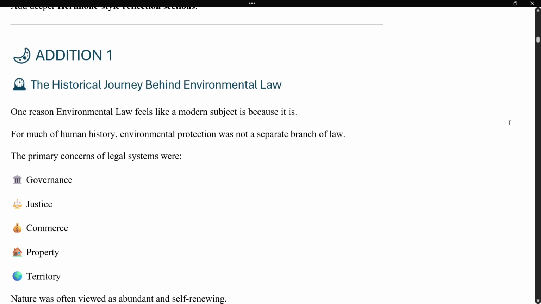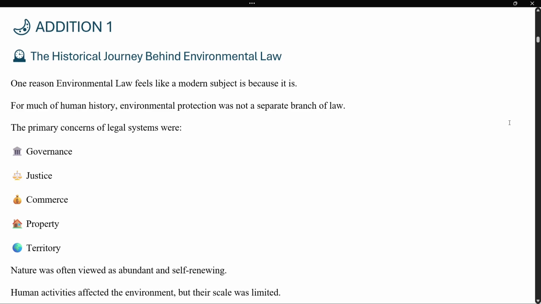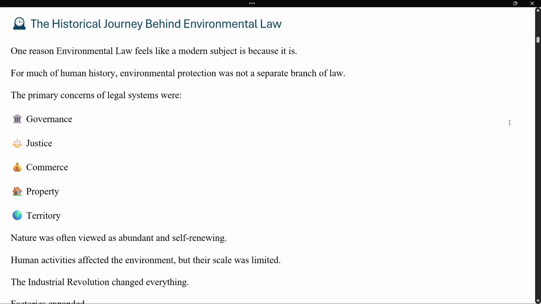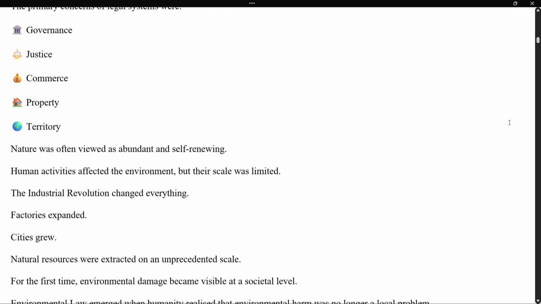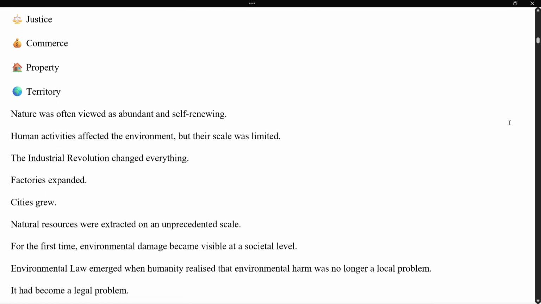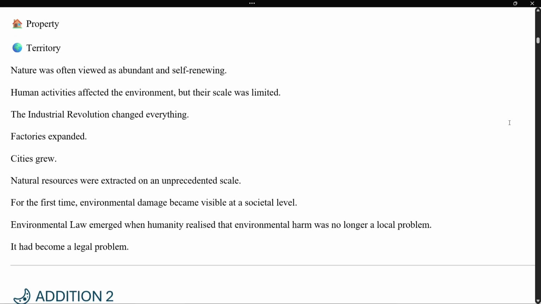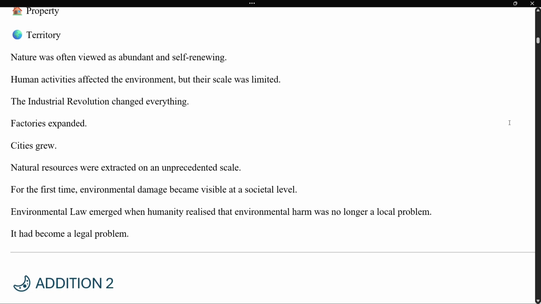Crescent Moon Edition 1: the historical journey behind environmental law. One reason environmental law feels like a modern subject is because it is. For much of human history, environmental protection was not a separate branch of law. The primary concerns of legal systems were governance, justice, commerce, property, and territory. Nature was often viewed as abundant and self-renewing. Human activities affected the environment, but their scale was limited.